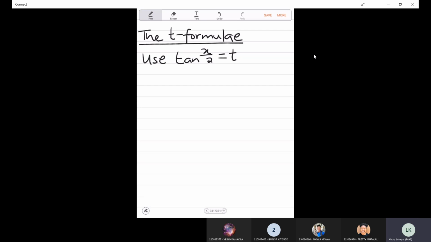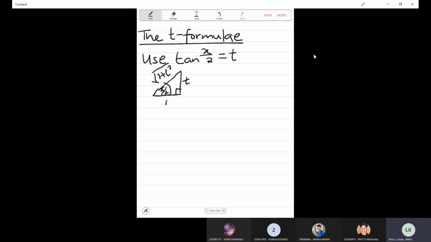Then to get the value of sine of x over 2 and the others, we draw a right angle triangle. So this is what our right angle triangle looks like, and we can put x over 2 here. And we know that tan is the opposite divided by the adjacent. So if I have t, that's t over 1. So my opposite is t and adjacent is 1. And then using Pythagoras theorem, we can work this out to be 1 plus t squared.